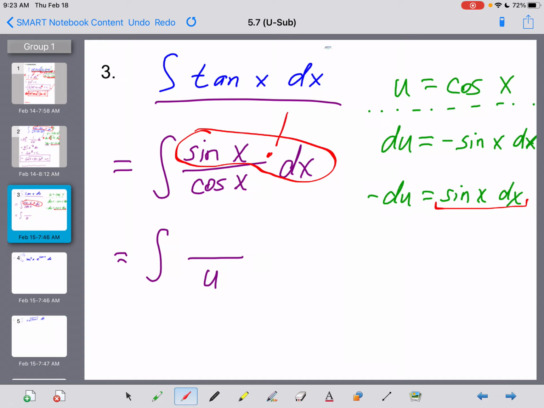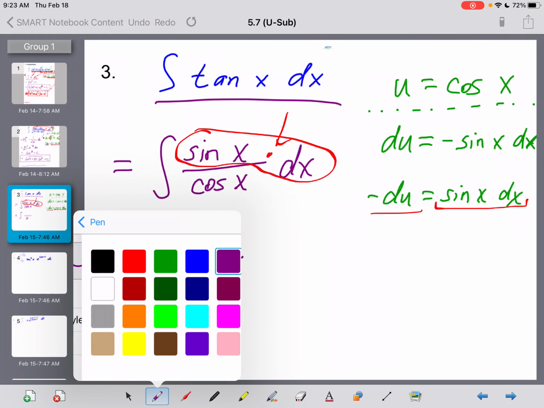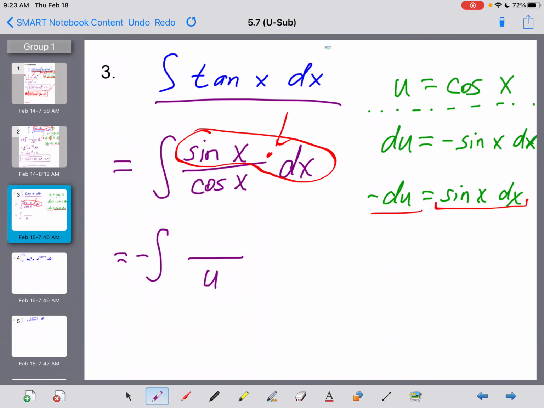So everything else here in red, the numerator, the sine of x dx, can be replaced by a negative du. So let's think about where we're going to put those things. The negative, I'm going to put all the way out in front.